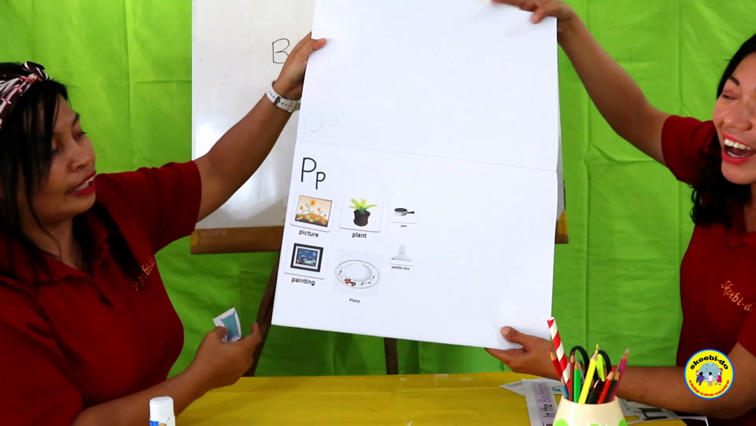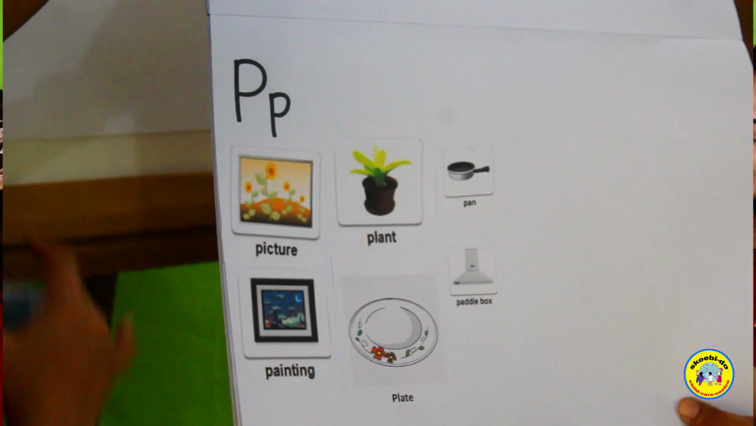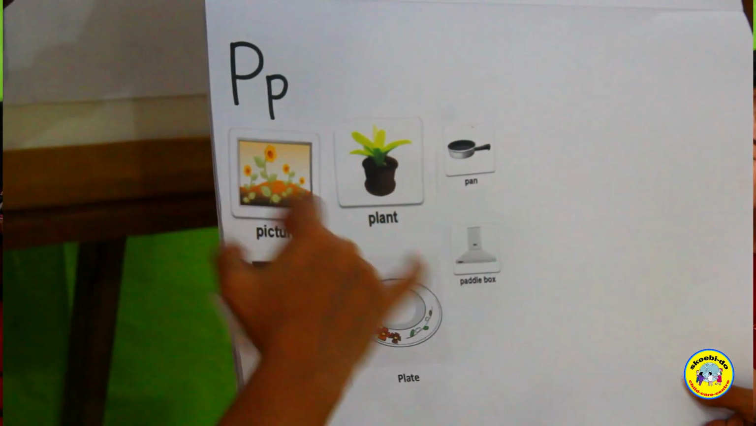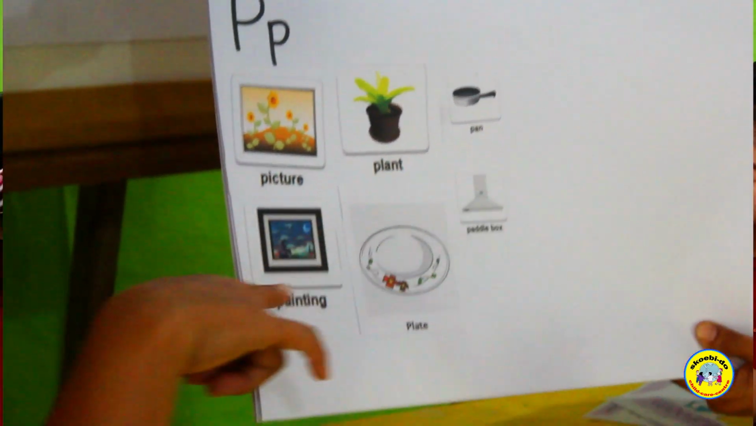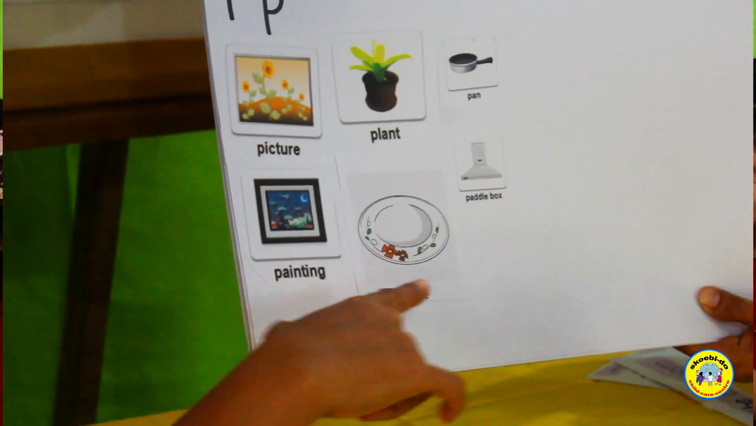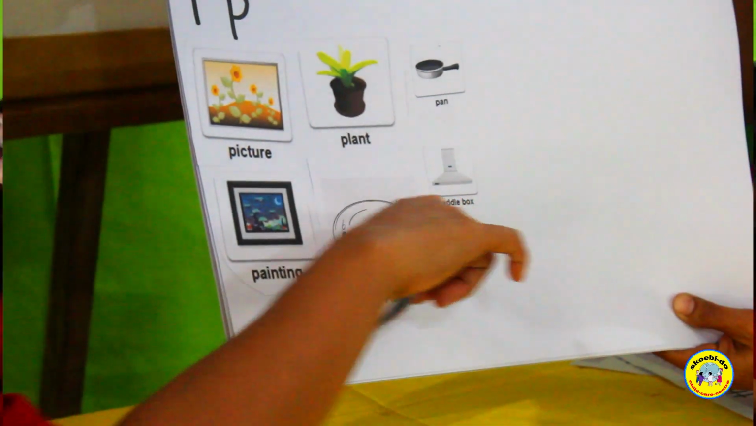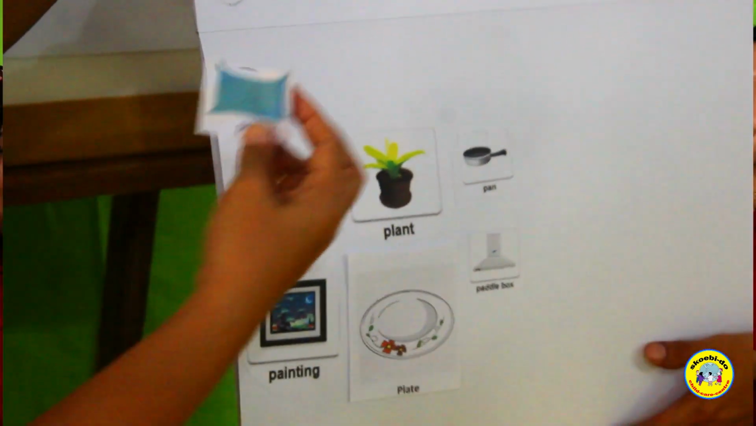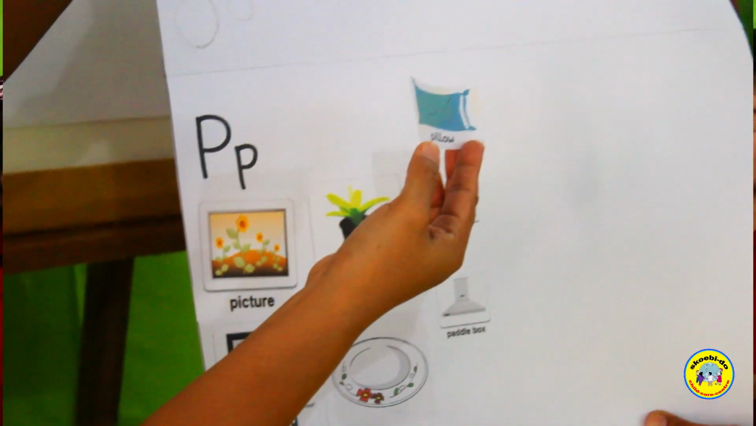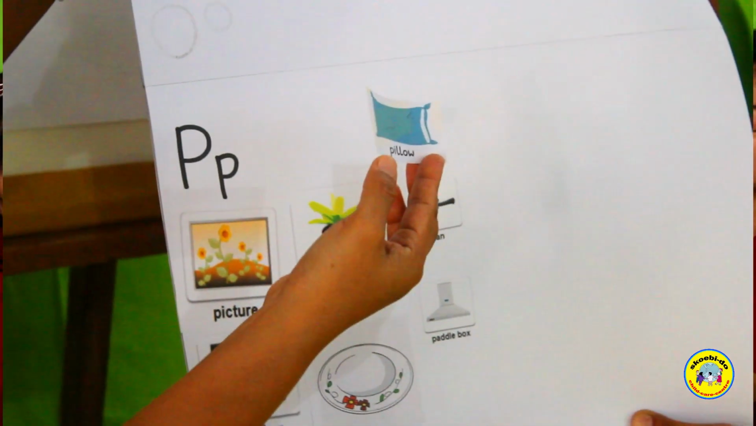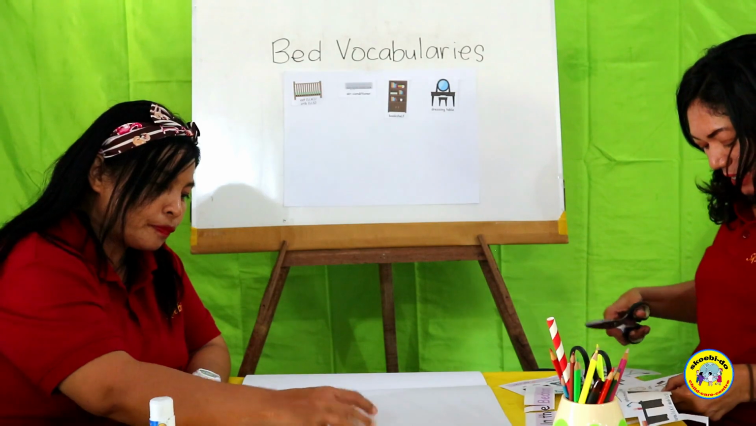Wow. All right. Look at this. So we have some pictures before. Here we have picture, plant, pan, painting, plate, and also one here is a paddle box. So now we have pillow. Yes, it starts with the letter P. Make the sound. All right, we're gonna stick here, Miss. Yes.